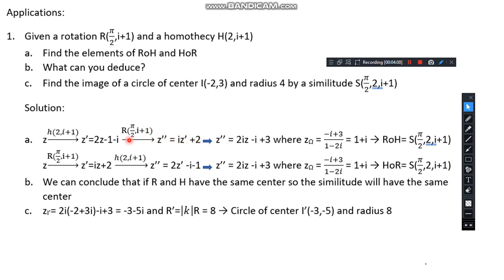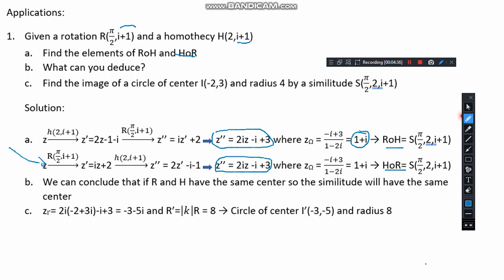If you replace z prime by its value here, you're going to have the rotation, similitude. And if you want to find the center, (minus i plus 3) over (1 minus 2i), you're going to have 1 plus i, the same as the homothety and the rotation. If you do the vice versa, H ∘ R, you can follow here by yourself, you're going to have the same. So nothing is going to change. So that's why R ∘ H is equal to H ∘ R.